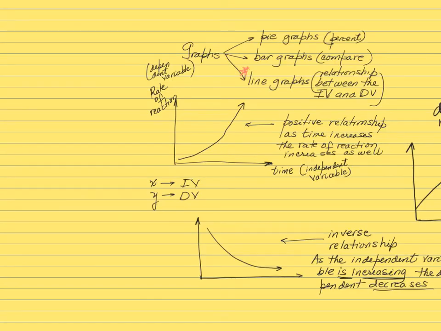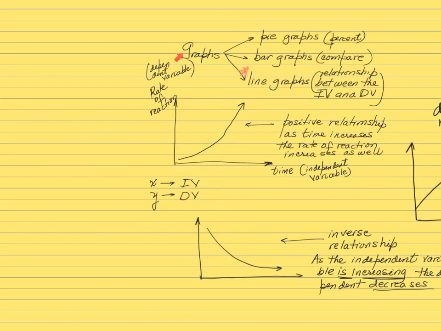Now, once you have all the results in your tables, organizing your tables, you're ready to create graphs. Remember that you're going to create a graph because the graph is going to help you establish the connection or the relationship between the independent and the dependent variable.